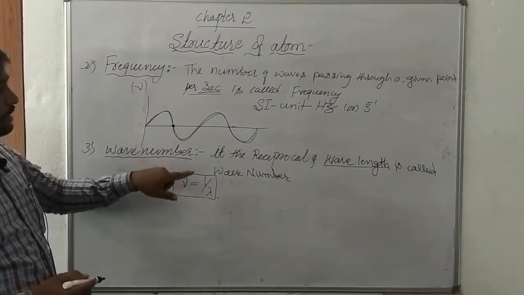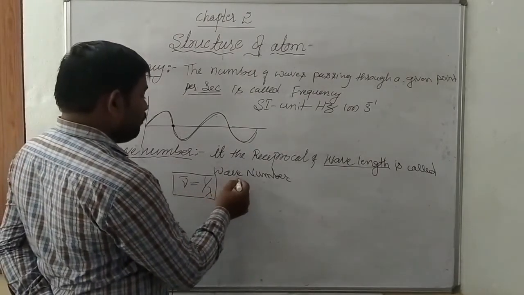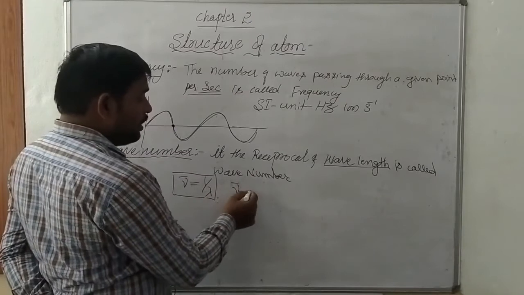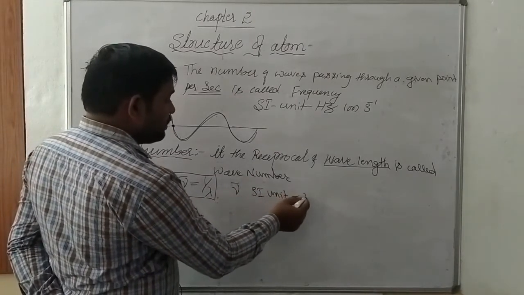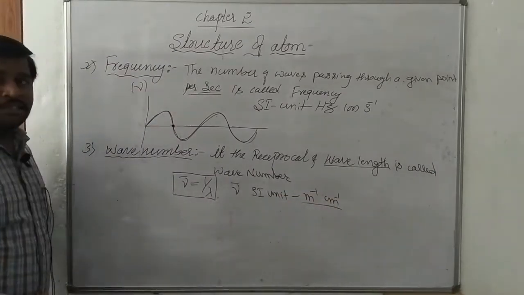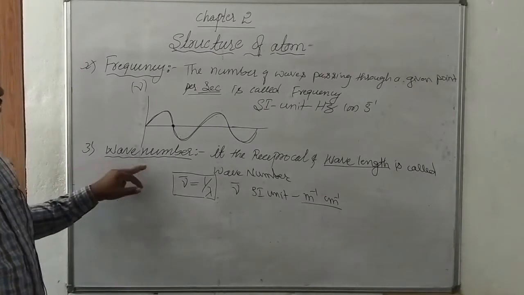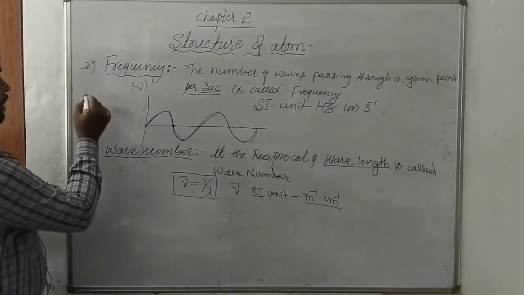So what is the SI unit for the wave number? Wave number is expressed in terms of mu bar, and the SI unit is per meter or per centimeter. Okay, so these are all the important electromagnetic radiation characteristics.